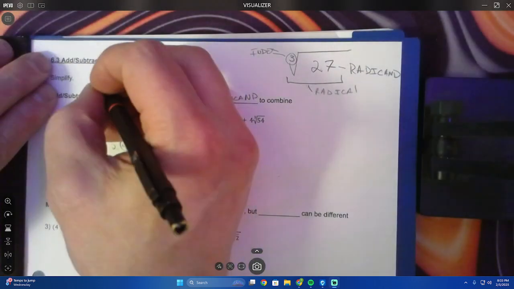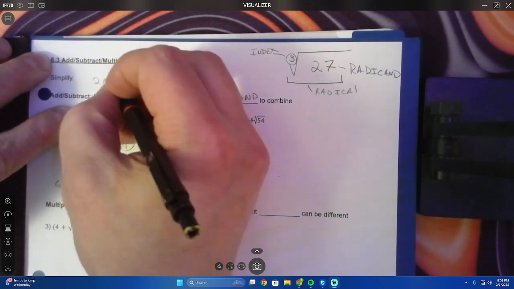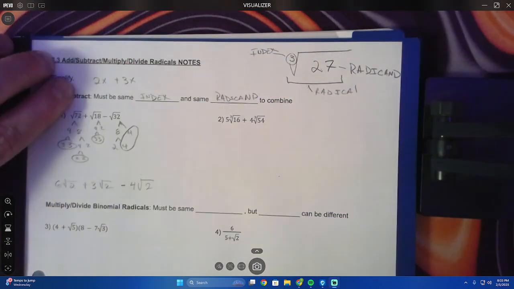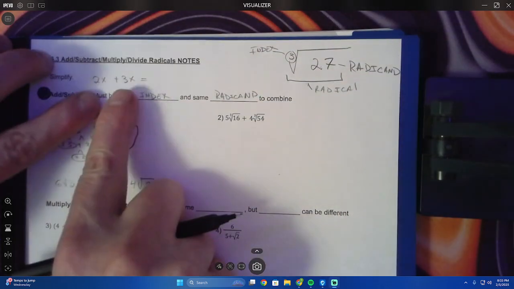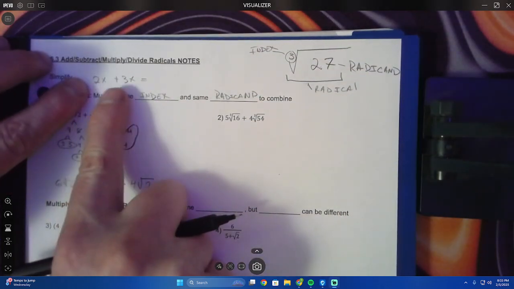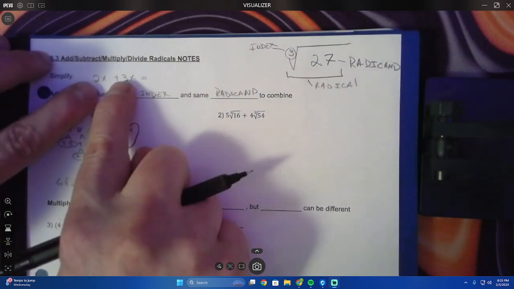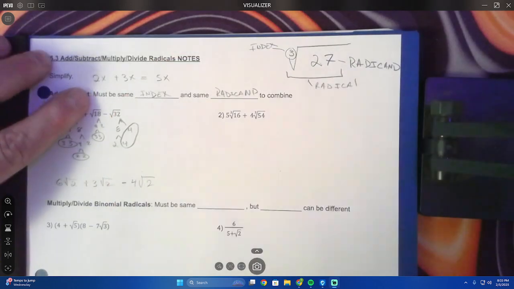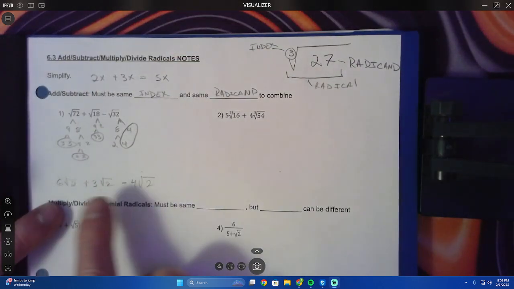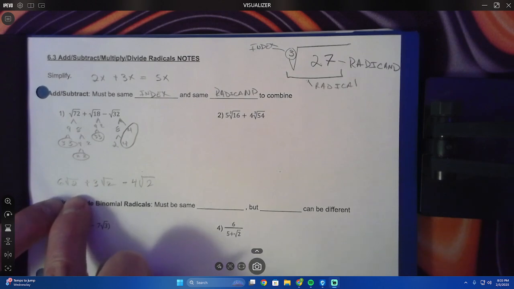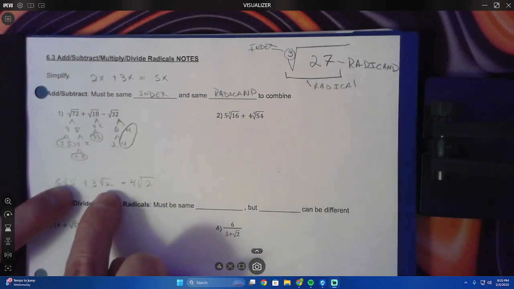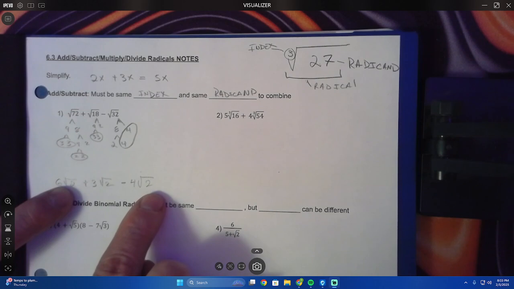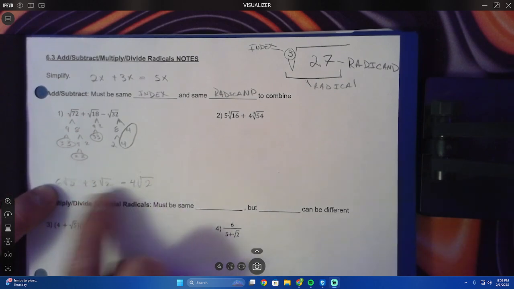One thing I want to remind you of is if I'm doing 2x plus 3x, remember the variable doesn't change. So 2x plus 3x, I just worry about the numbers out in front. 2 plus 3 is 5, and the variable stays the same. The same is going to be true for our operations on radicals. When I'm adding or subtracting, I'm not going to change the value of the radical. Now the numbers out in front, they may change.